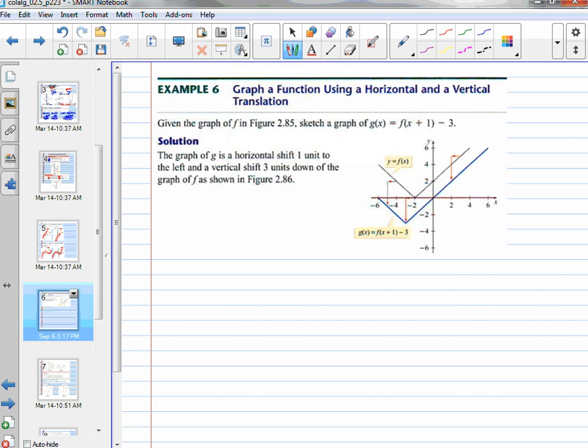So let's do some other things. Given the graph of this function, sketch this graph. What has this done? Left 1 and down 3. So if this was the original, I need to go left 1, down 3, there's my new one. Every point has just moved left 1 and down 3.